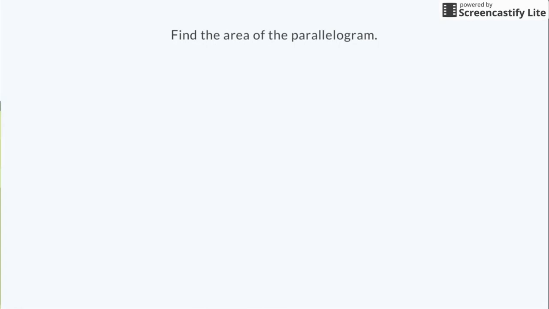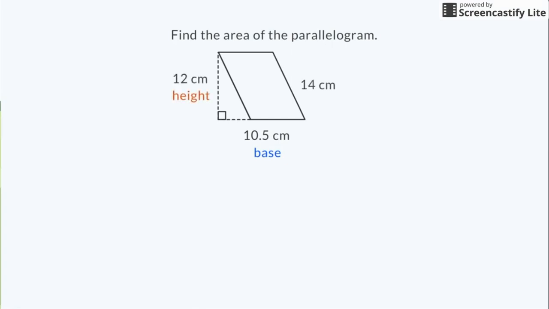Now, let's try another example. Here we have another parallelogram. The length of the base is given as 10.5 centimeters. The height of the parallelogram must be perpendicular to the base. So, the height of this parallelogram is 12 centimeters.